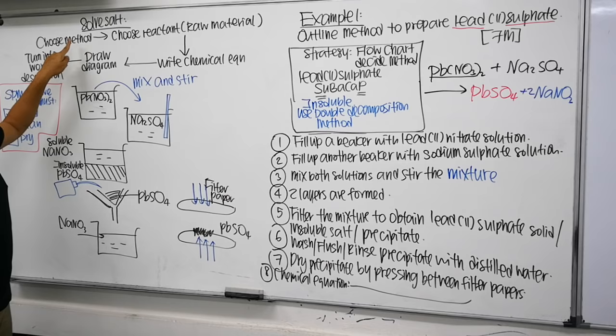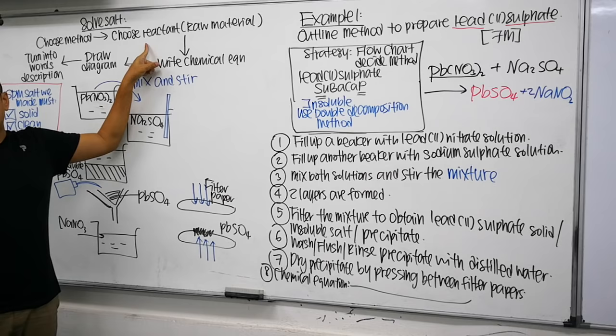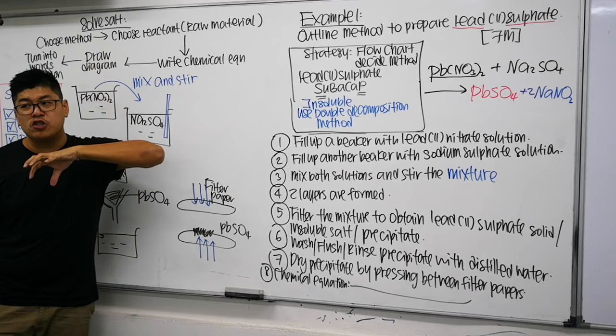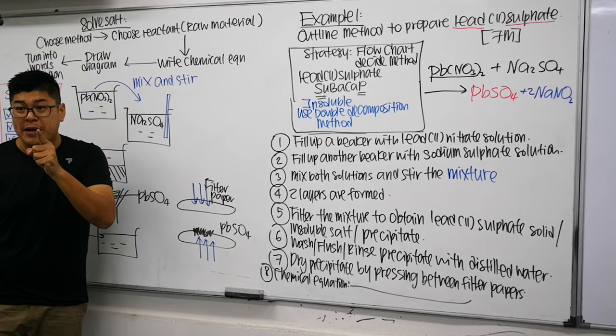Get it? After choosing the method, you must choose the chemical or raw material. For double decomposition, what is the raw material? Soluble salt plus soluble salt. Change partner, insoluble and soluble. Clear? So your raw material is two soluble salts.